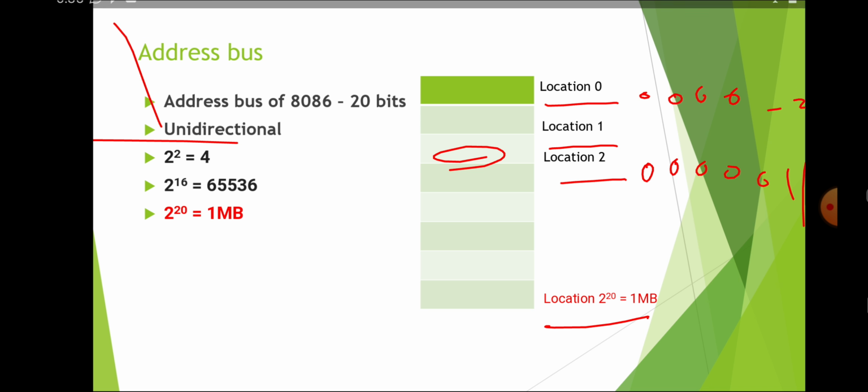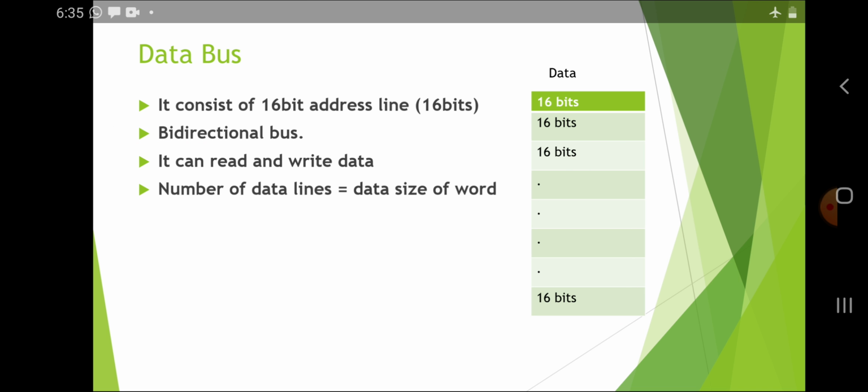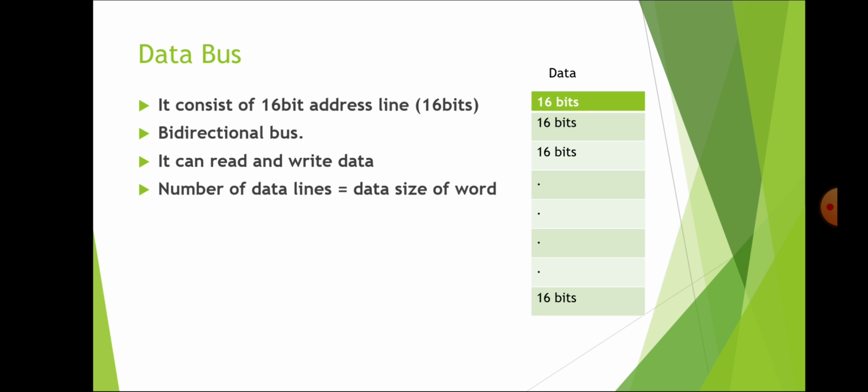Now we are moving towards the data bus. It consists of 16 data lines, so each data word is 16 bits, on a bidirectional bus. Bidirectional means you can send the data and you can receive the data; both operations can be performed on this bus. So you can both read the data and write the data into the memory.